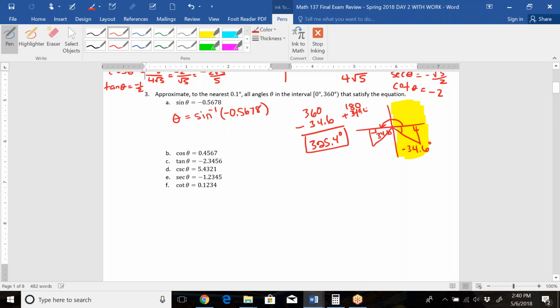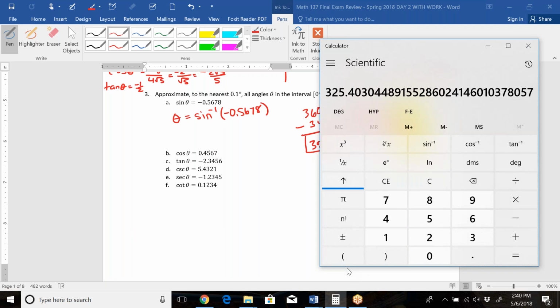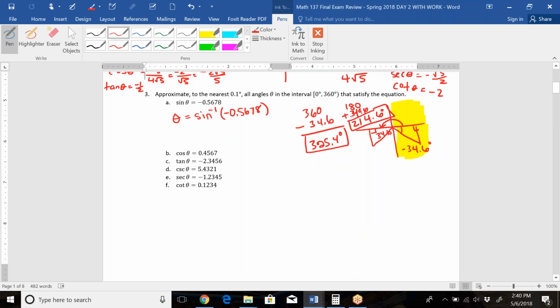So 180 plus 34.6. Add that, I'm getting 214.6 degrees. Let me double check myself. 180 plus 34.6, yeah, 214.6 degrees. So those are the two places where sine would have this negative ratio, in quad 3 and in quad 4.